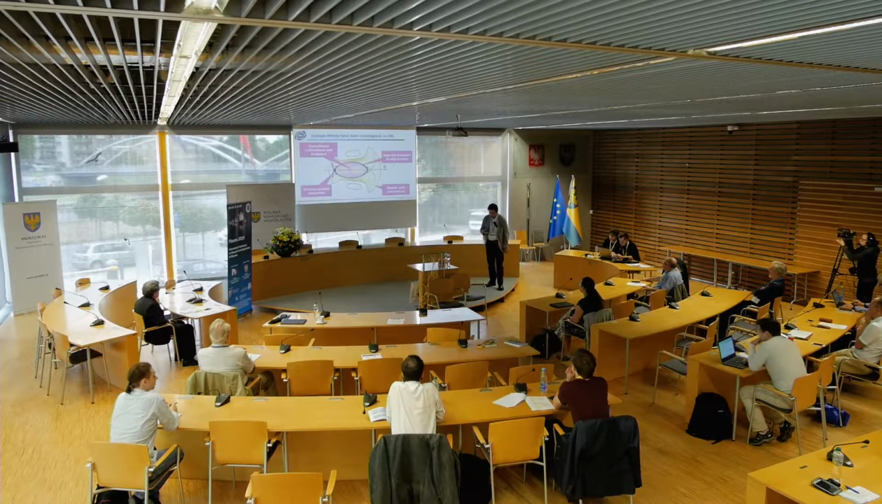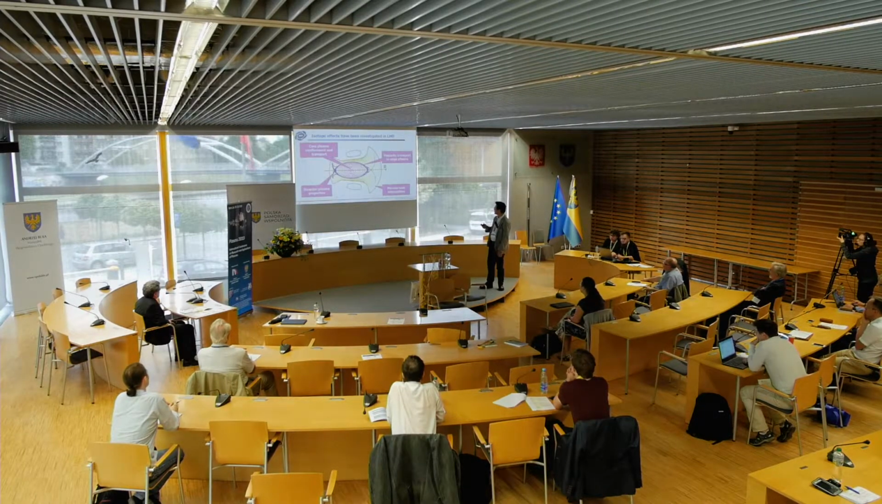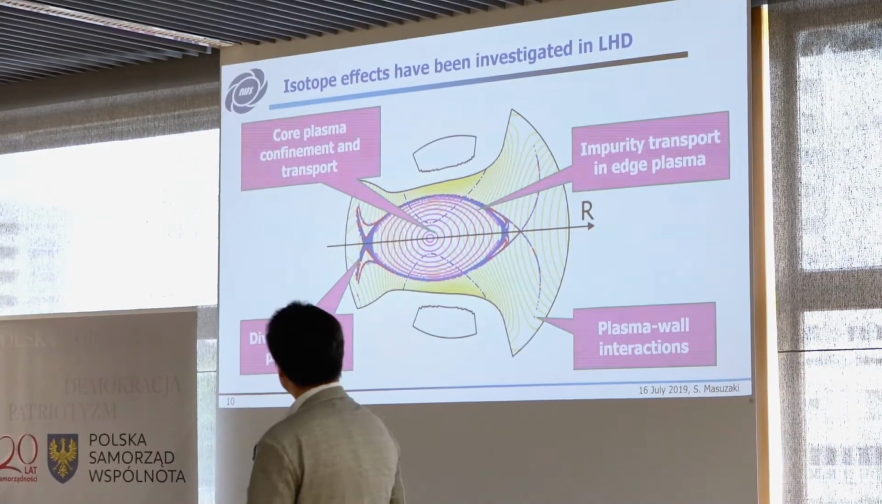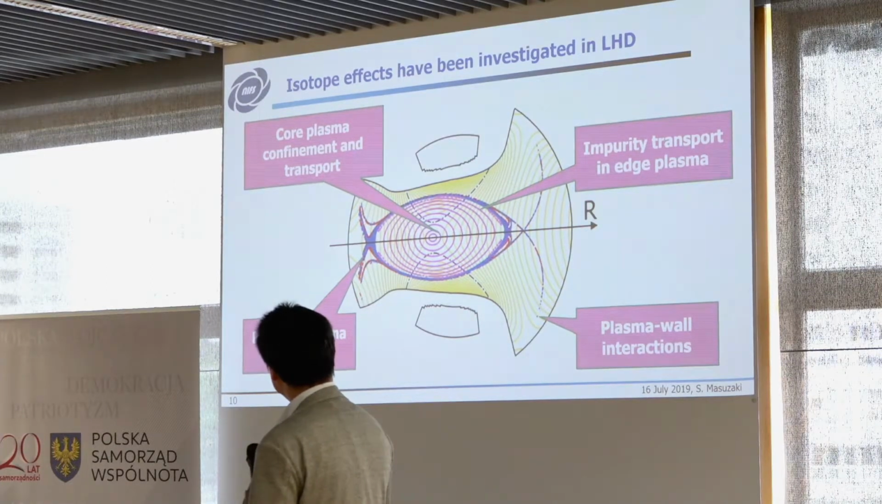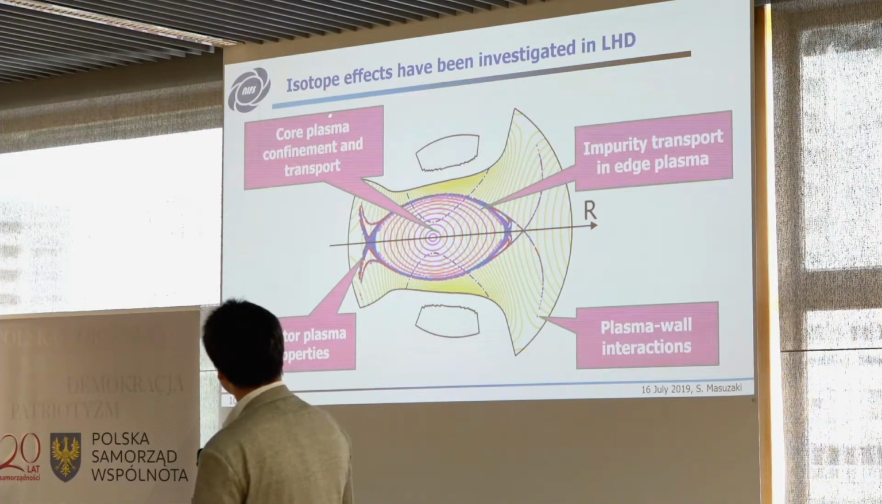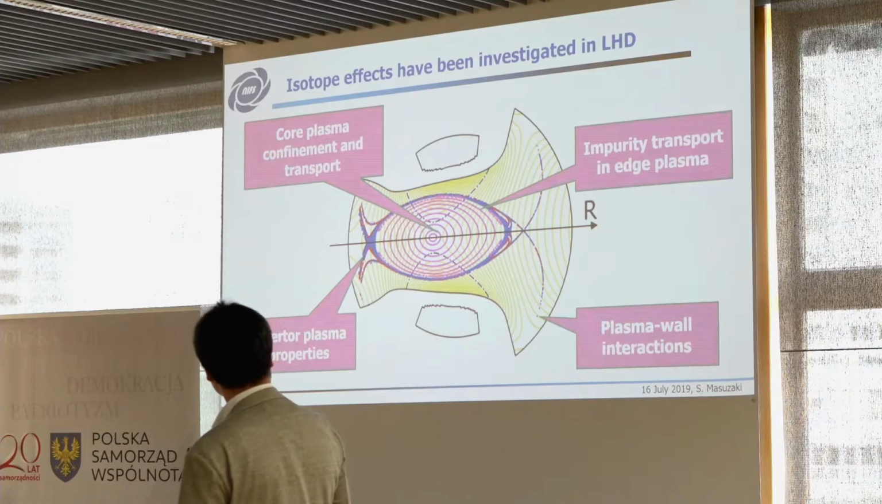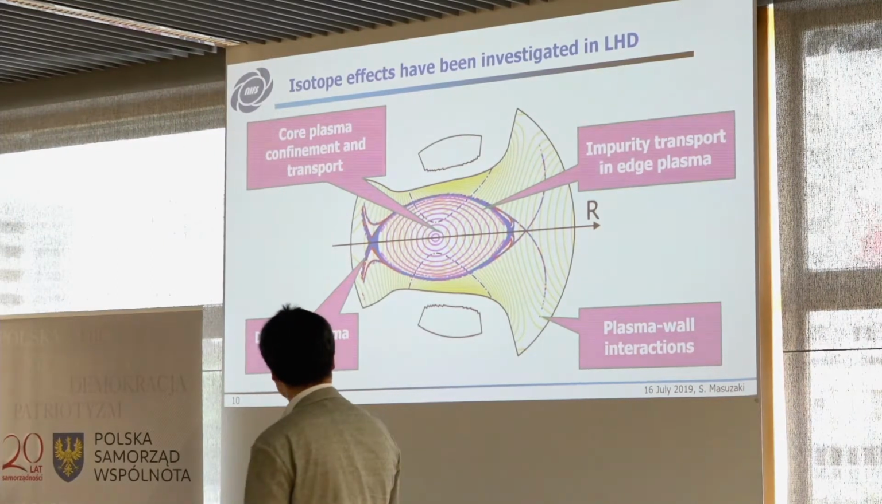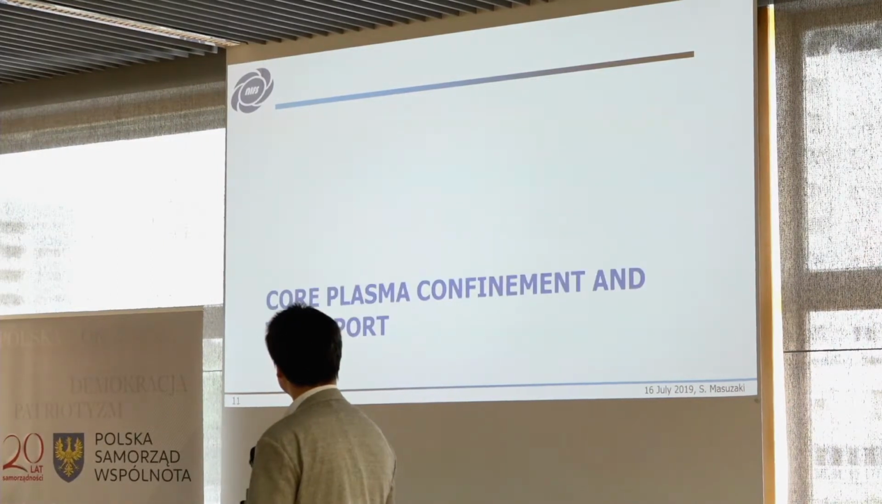Okay, so next I would like to move to the isotope effect investigation. I would like to show you 4 regions of isotope effects: core plasma confinement and transport, divertor properties, plasma wall interaction, and impurity transport in each plasma. First, I'd like to show the core plasma confinement and transport.